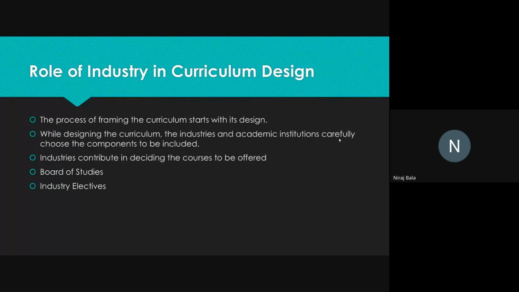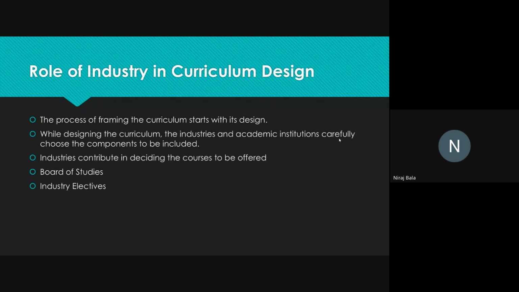So in the board of studies also, we should have the industry people. Then industry electives, as I told you, certain subjects are given these days. Now they are adding certain subjects from the industry alone. So industry comes to the institute and they offer their own subjects for the curriculum. This is also being done by many universities.